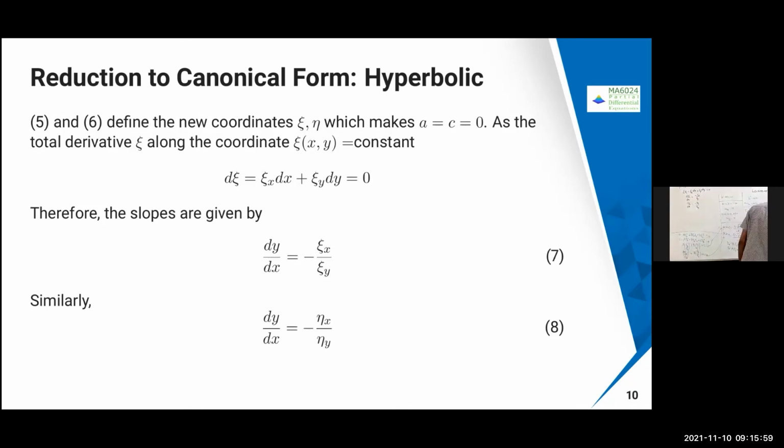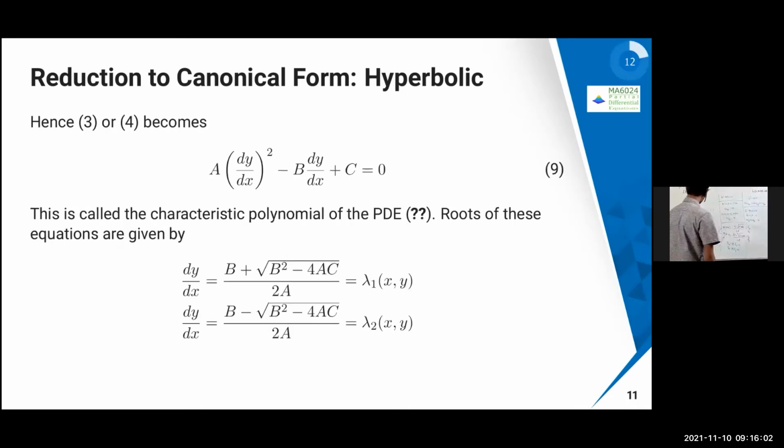Therefore, this equation whatever I have written here, I can write it as a into (dy by dx) whole square plus b into dy by dx plus c equal to 0. This is called the characteristic polynomial of the PDE which we have obtained. Therefore, two roots are going to come for this one.